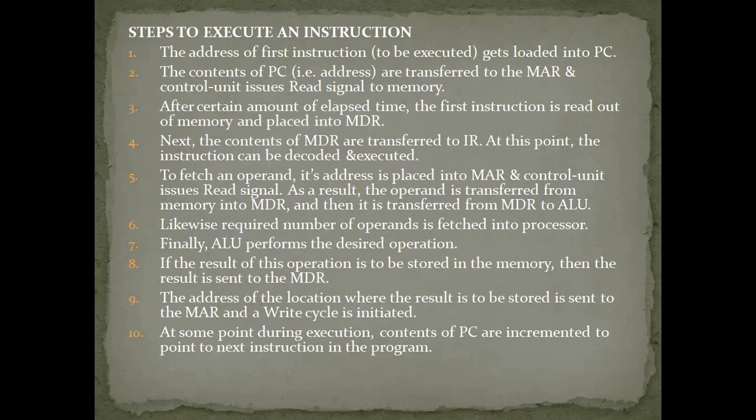So what are the steps? First step, the program counter contains the first instruction. That address is sent to the memory with the help of the memory address register. The third step, the instruction is fetched from the memory and stored in the instruction register. After that, the instruction is decoded and the operand is fetched from the memory.